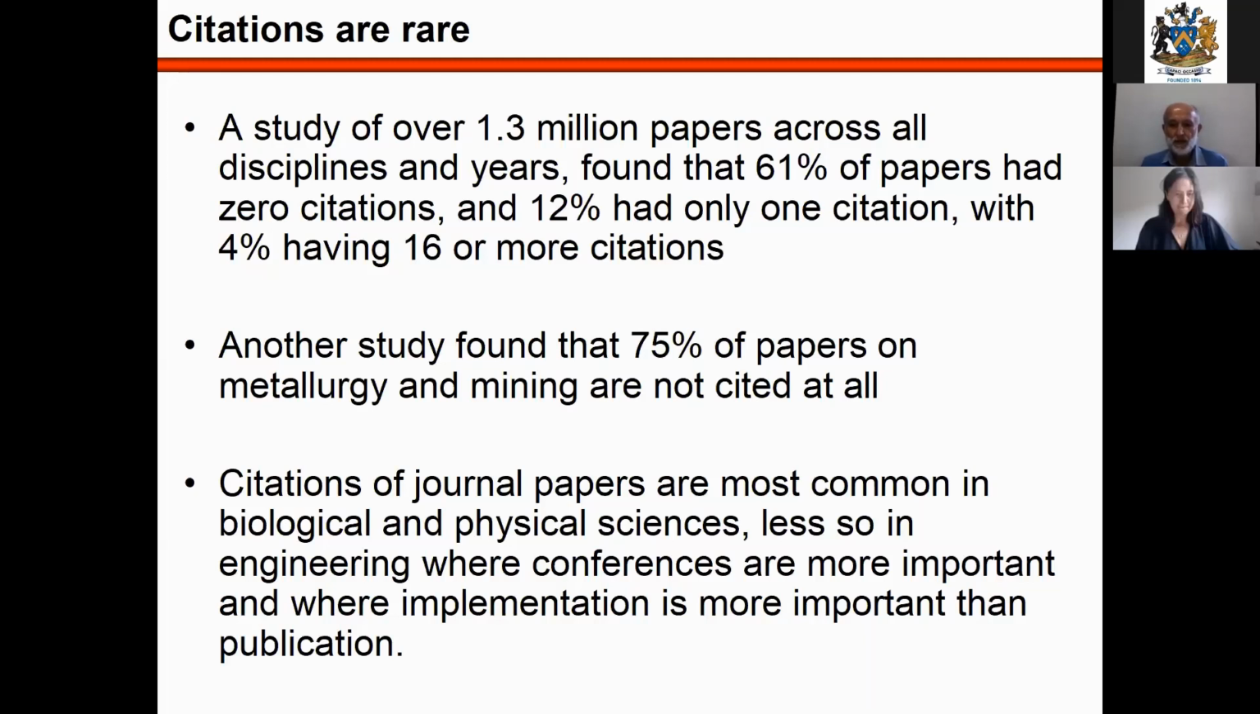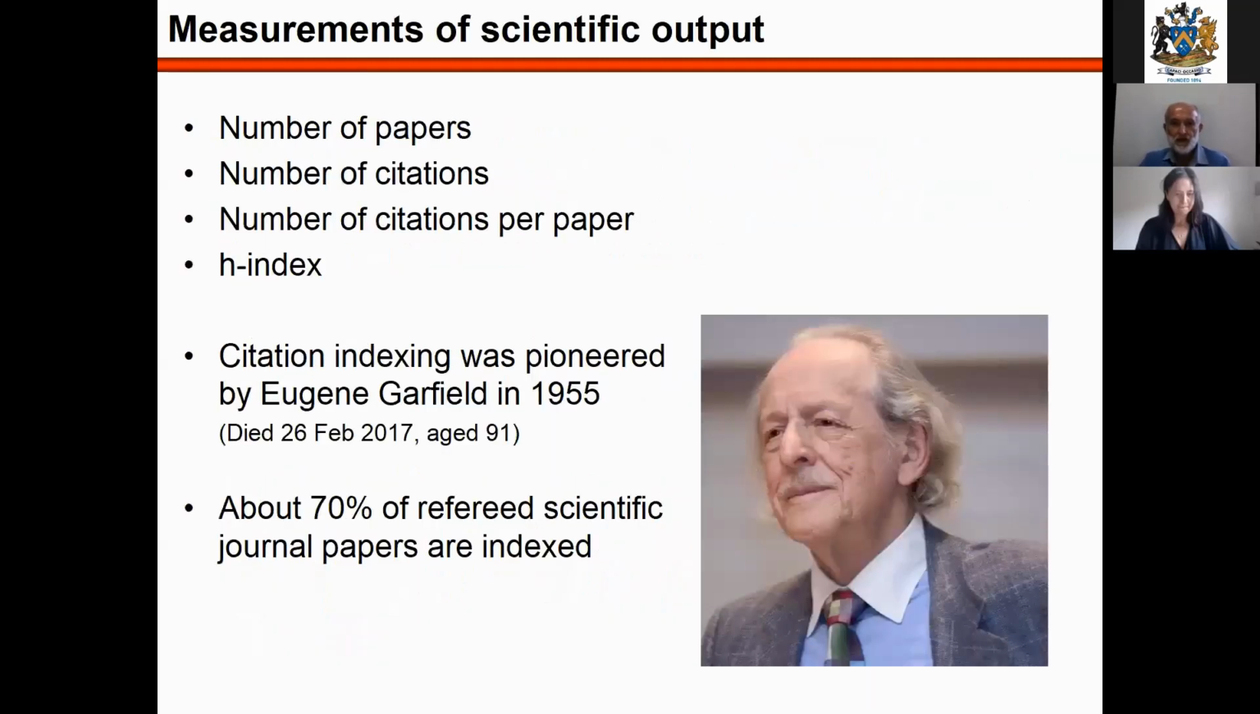Citations of journal papers are most common in biological and physical sciences. You can just imagine how many citations there are about coronaviruses today. But this is less so in engineering, where conferences are more important quite often, and where implementation is more important than publication. There are a number of measurements that are possible when looking at scientific output. The laziest, simplest way would be to simply count the number of papers that a researcher has produced. Maybe a little better, but a bit harder, is to look at the number of citations that they have had over their publications career. Maybe you could simplify that number into the number of citations per paper. And then ultimately, with a bit more complexity, but perhaps the most useful single number, would be something known as the H-index, which I'll explain in a moment.